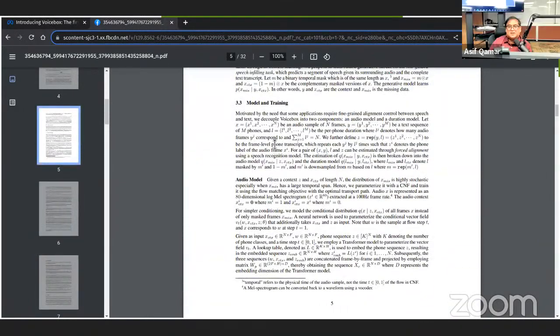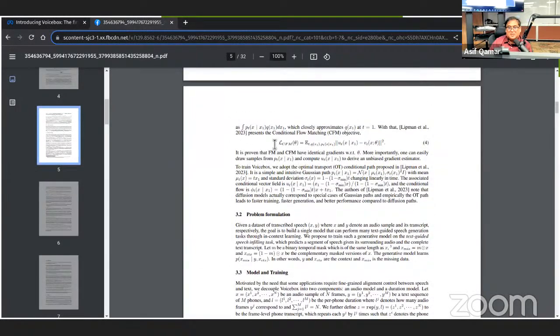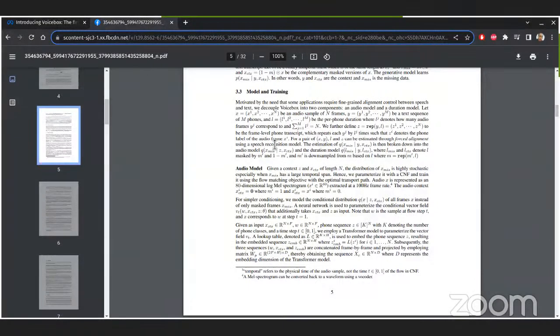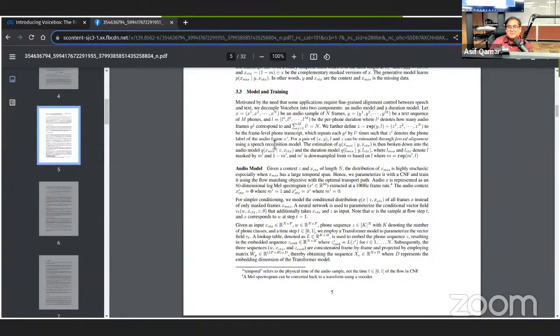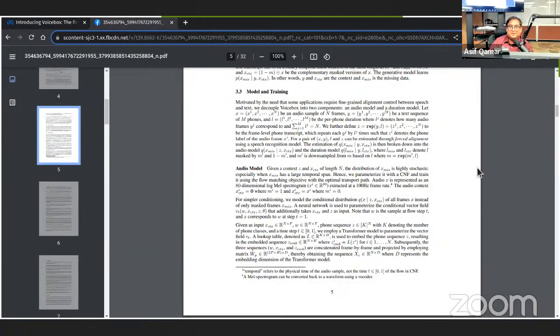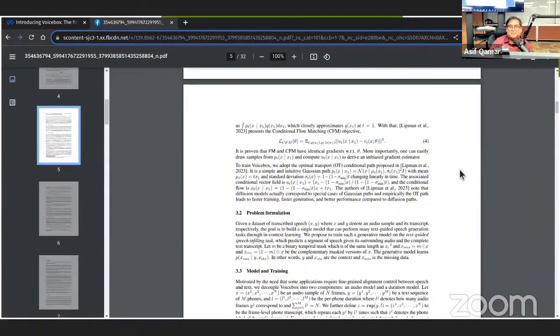Classic audio model. Yeah, audio model. Go down. Right here, somewhere it says, with the conditional flow matching for simpler conditioning, we condition on all frames except only masked frames. A neural net is parameterized in the conditional vector field. Okay, per phone neural. I think that's what it is. It's the future frames. But okay, I'll think about it. I'll read it properly and get back.